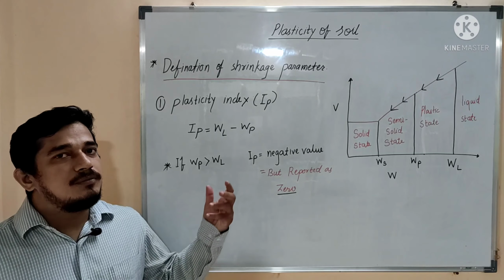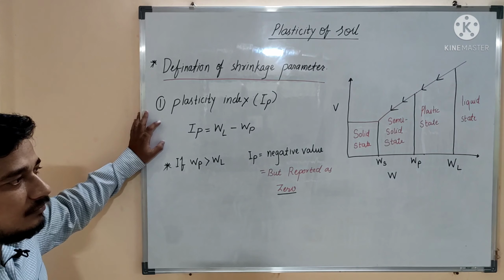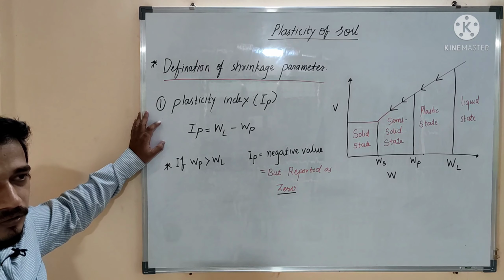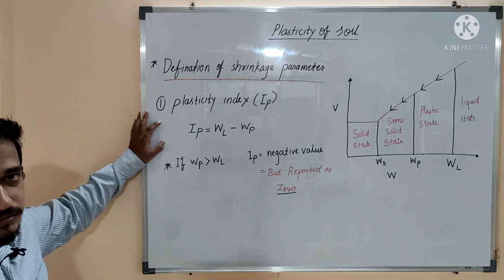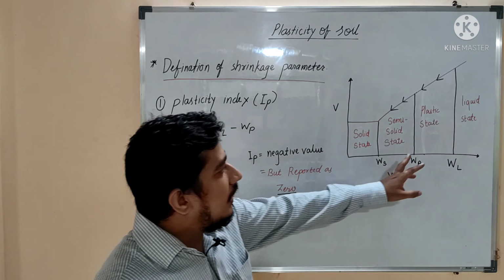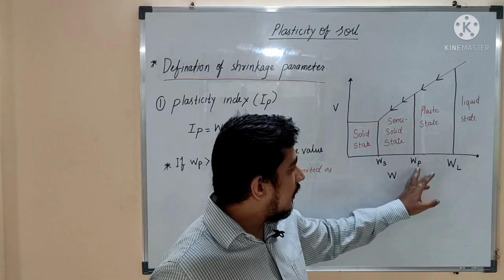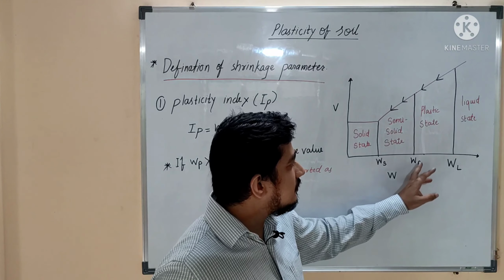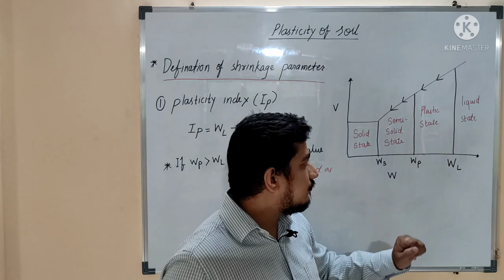Out of these parameters, we will see the very first parameter, that is the plasticity index of a soil, that is IP. If you see the formula, IP is equal to WL minus WP. So it is the range within which the soil is in a plastic state. WL minus WP, within this the soil is in a plastic state.